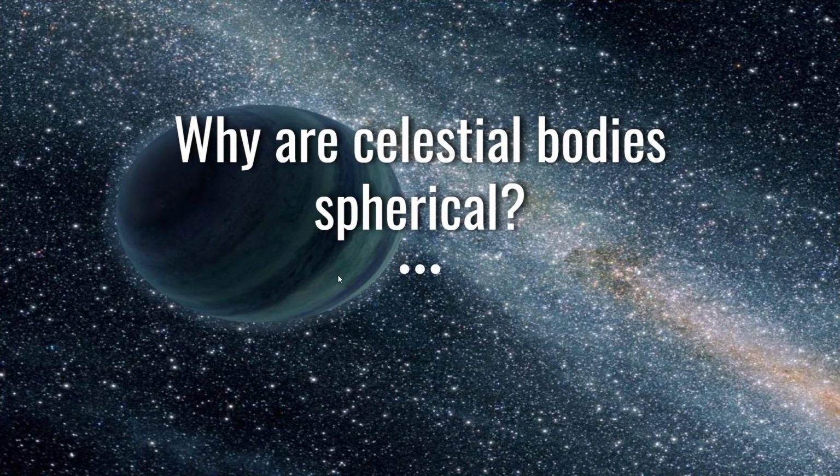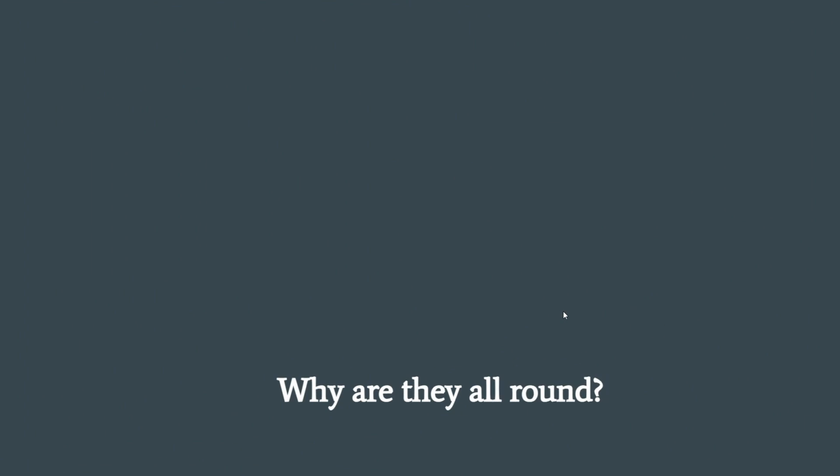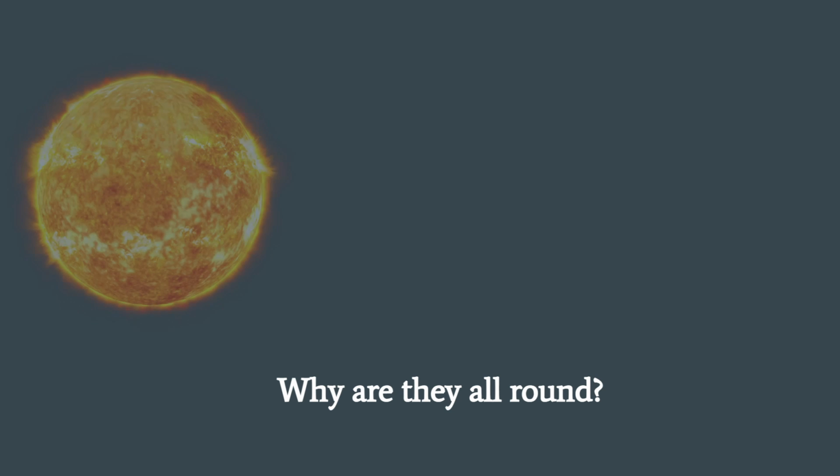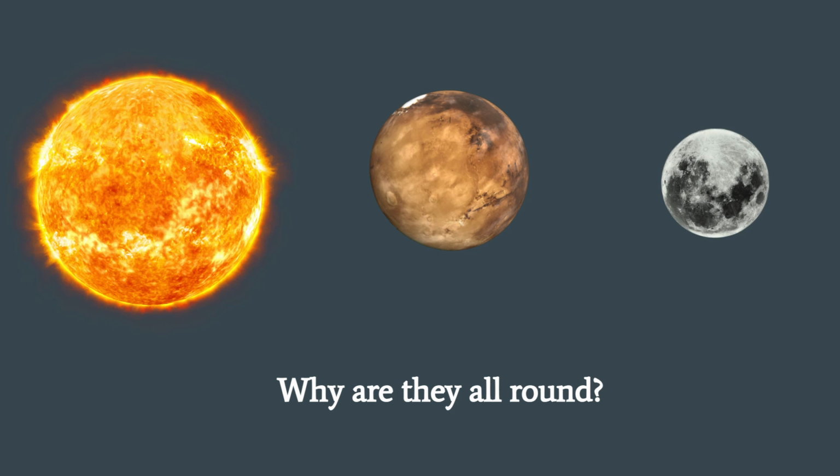Today's lesson is on why celestial bodies are spherical. So, why are celestial bodies spherical? The Sun, for instance, is spherical. Mars is also spherical. Even the Moon is spherical. But why are they spherical?